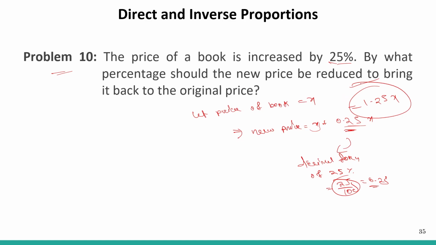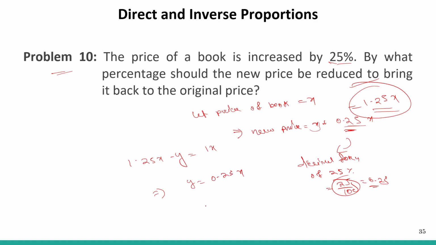So this is the new price. Okay. So by what percentage should the new price be reduced to bring it back to the original price? So this is the new price, right? So how much should we reduce? So 1.25x minus y is equal to 1x. So this implies that y is equal to what? Y is equal to 0.25x.